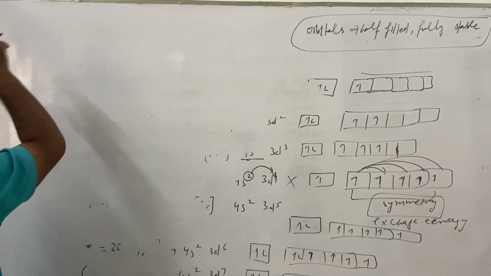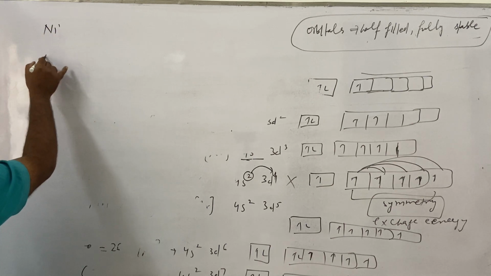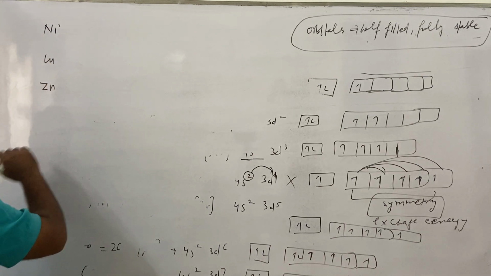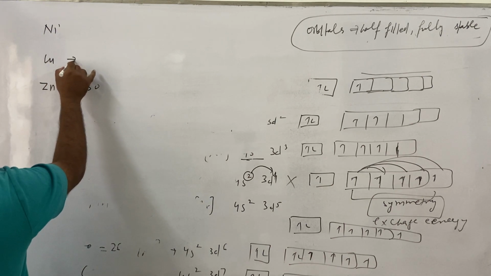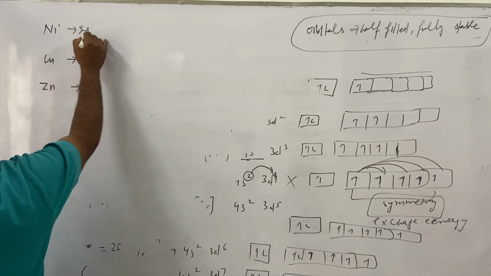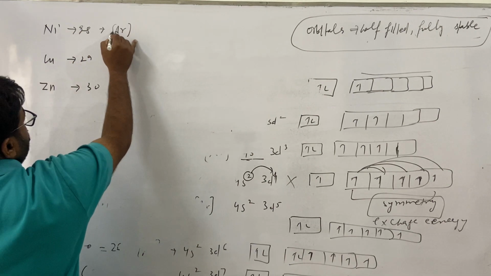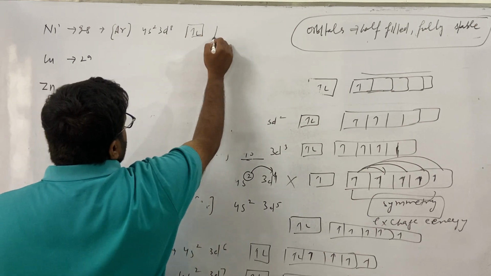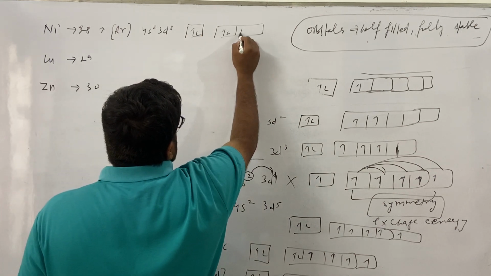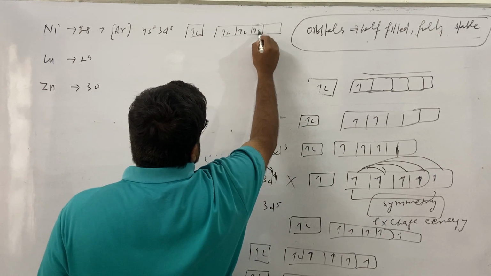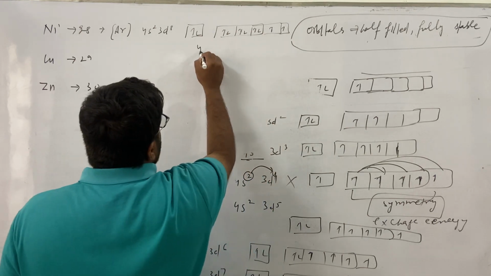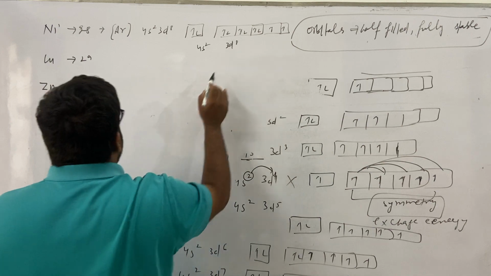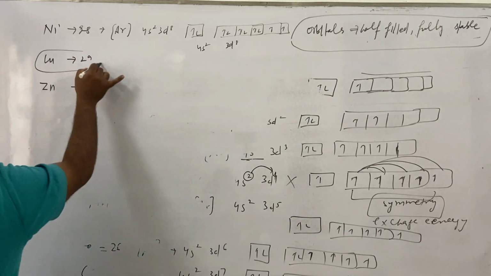So after that there will be nickel, copper and zinc. Zinc is 30, copper is 29 and nickel is 28. I can write it as argon 18, 4s2 20 and 3d8. So you can simply write it in that manner, 4s2 3d8. Then again there is a mystery.